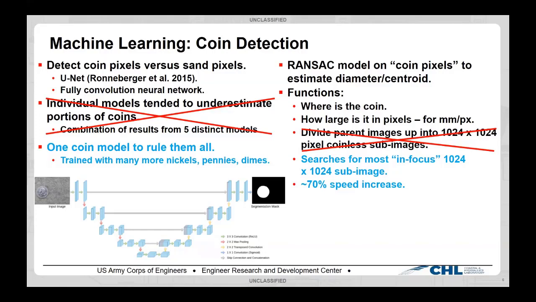Now we are searching for just the best of those sub images. So we have some code that goes in there and looks for the most in focus square sub image, and it passes that forward to the actual grain size calculation model. And this is where we get our big speed increase here. We're only doing one sub image for each parent image. So a parent image is the one that the user actually submitted. And we just do one sub image from that parent image instead of like 20. And that gives us a very big speed increase. So SandSnap is a lot quicker now than it used to be.